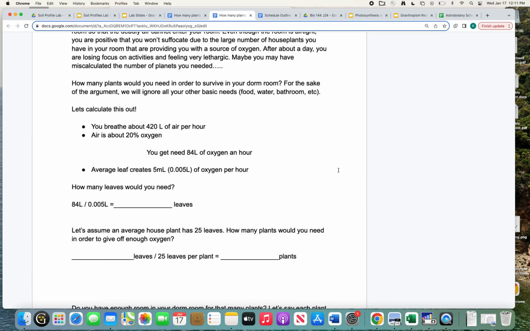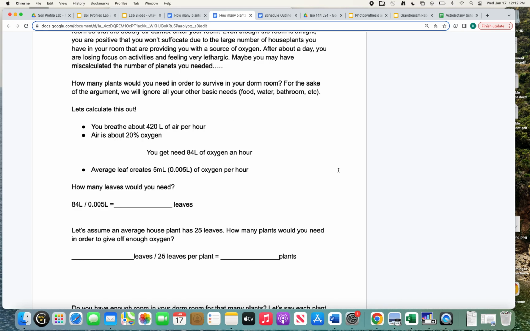When I'm thinking of an average size leaf, that's why I brought in our plants here. I'm thinking a typical average houseplant leaf size might be something around like this. How many leaves would we need to keep us alive? That's the first calculation. Once you figure that out, we're going to make another assumption that the average houseplant has about 25 leaves. This one, I counted it out, has 17 leaves. The average houseplant, 25 leaves. How many plants would we need to provide us enough oxygen?